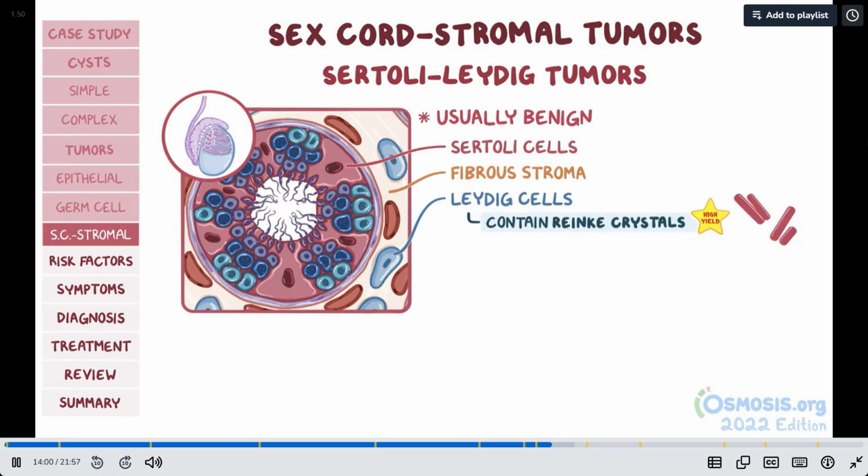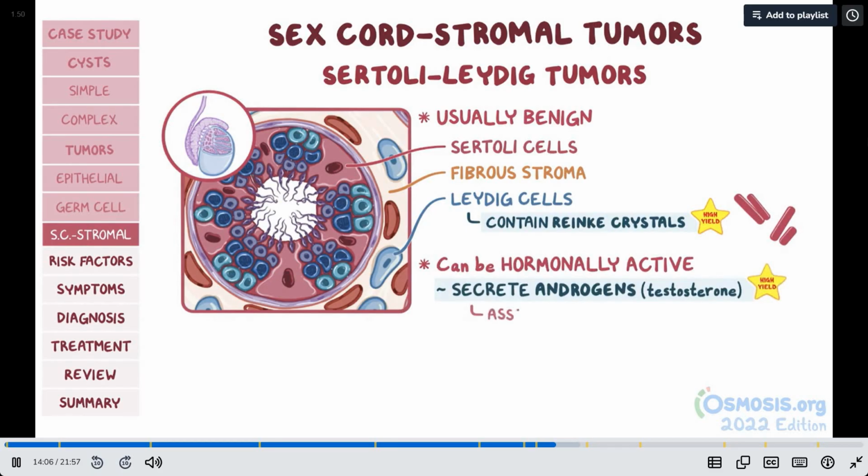Another important thing to remember is that these tumors can be hormonally active, meaning they could secrete androgens like testosterone. For this reason, they're associated with virilization, and symptoms include acne, hirsutism, deeper voice, and hair loss.